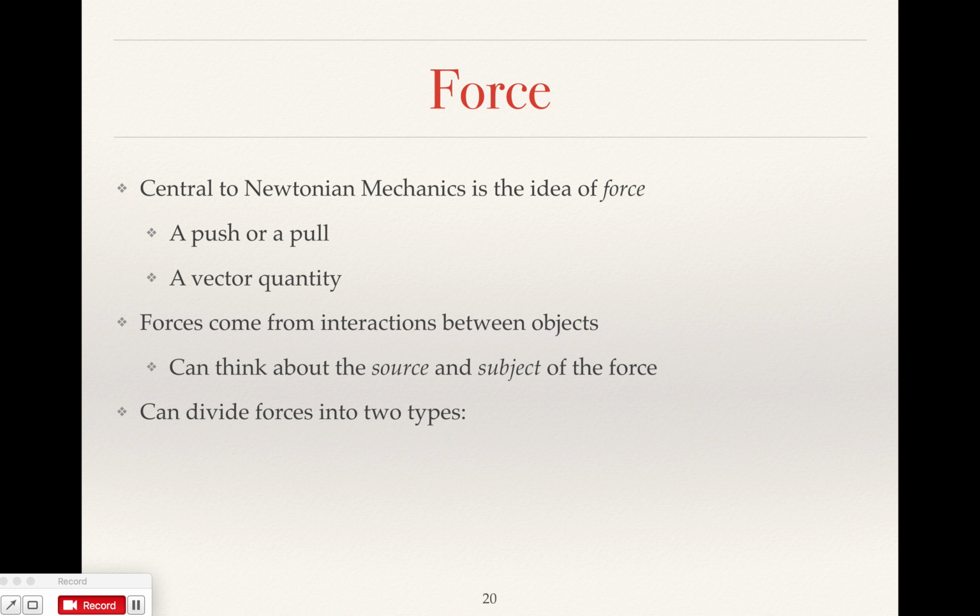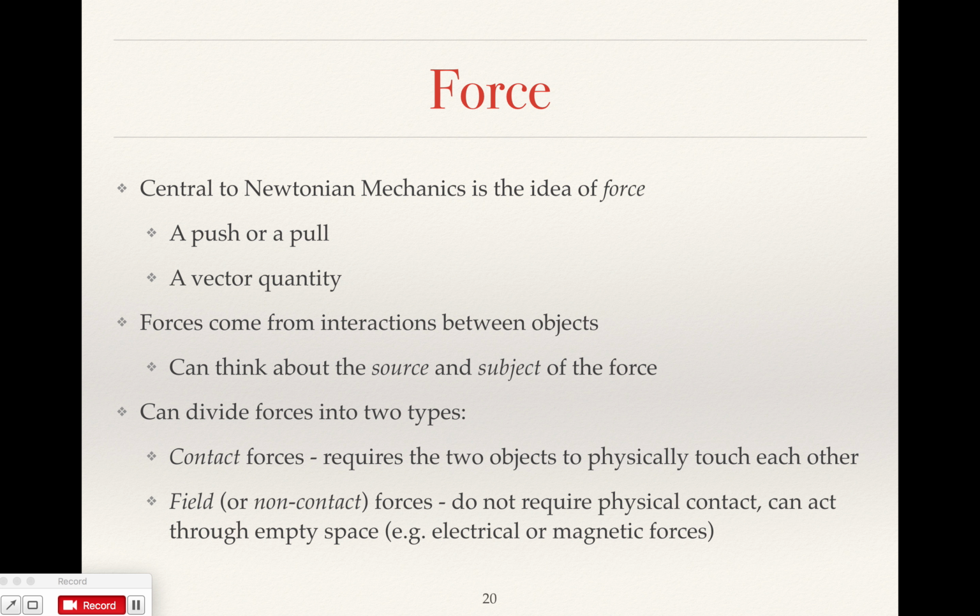And you can divide these forces into two types. First off, contact forces. Contact forces are forces that require the two objects to physically touch each other. So let's say I push on the wall. I'm physically in contact with the wall and I'm exerting a force on the wall. It turns out the wall is also exerting a force on me, but we'll talk about that when we get to Newton's third law. So contact forces require the two objects to touch.